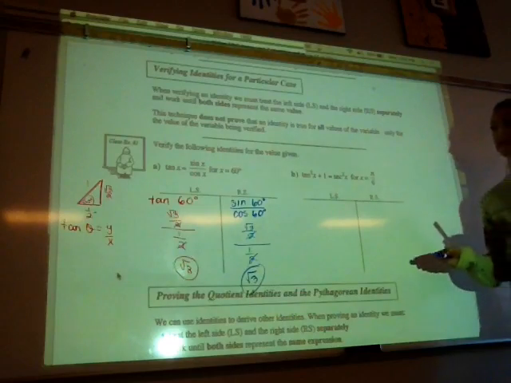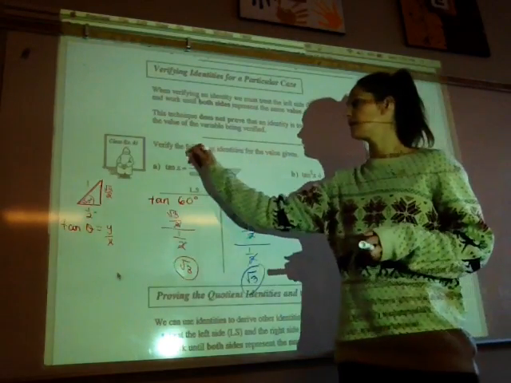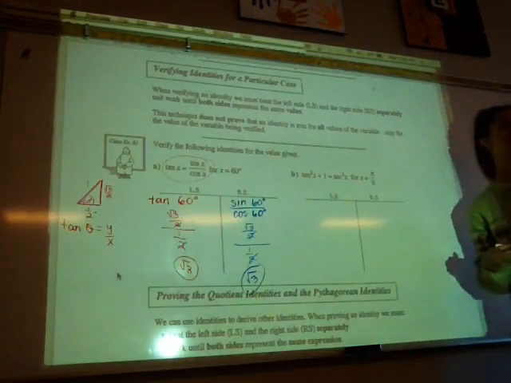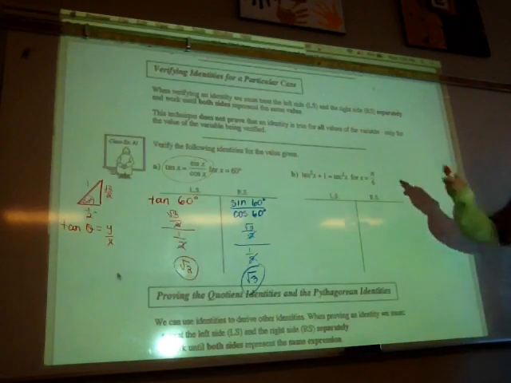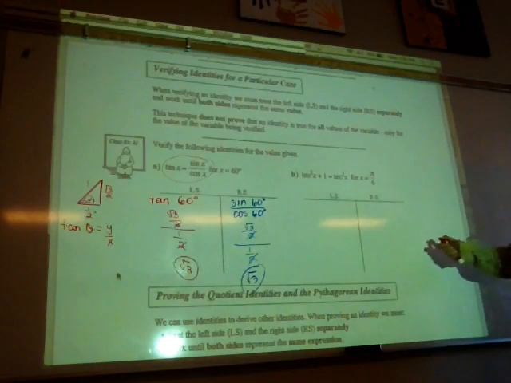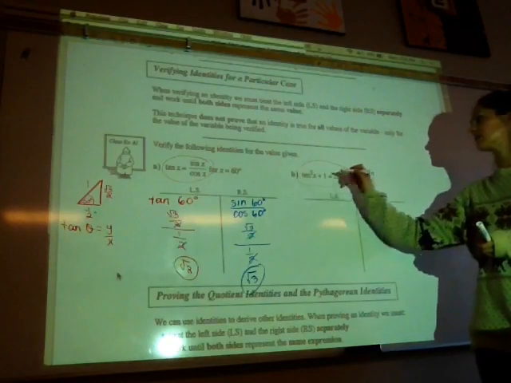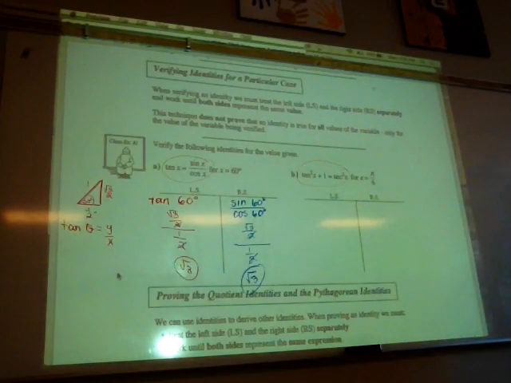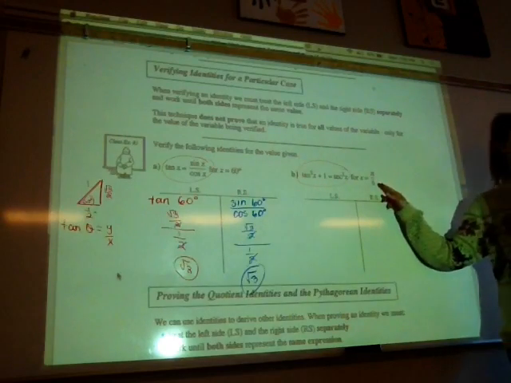So basically we've proven this could be an identity, and it is. I'll just tell you that. That's one of the identities. And we're going to verify this identity as well: tan x squared plus 1 equals secant x squared. But this time it's for 30 degrees.